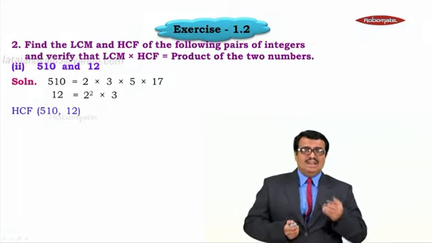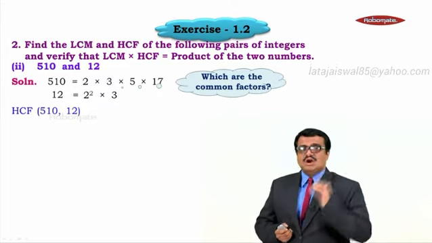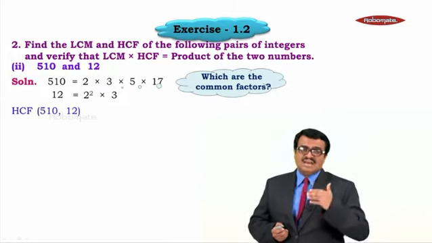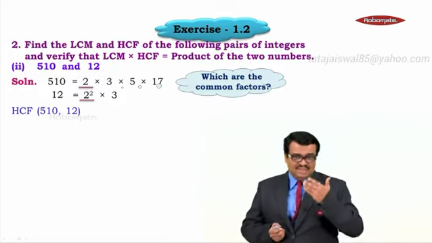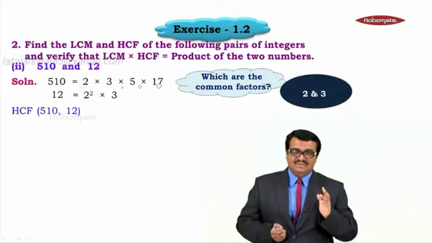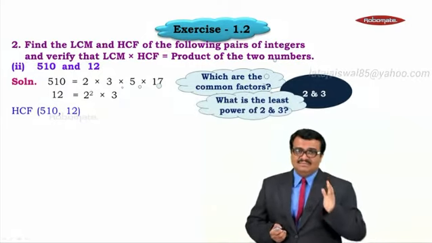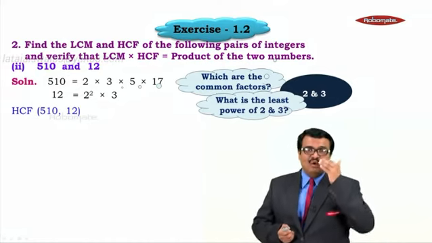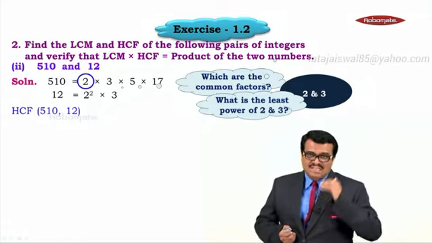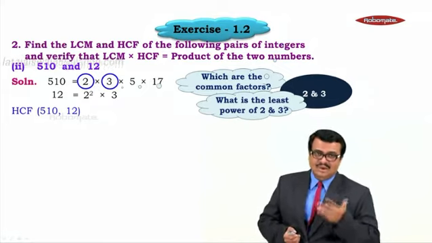Okay, now coming to HCF. HCF of 510 and 12. HCF stands for highest common factor. Which are the common factors? If you see both the numbers, which numbers are present in both of them? You can see 2 in both of them, you can see 3 in both of them. So common factors are 2 and 3. Now what is the least power of 2 and what is the least power of 3? Let us check. The least power of 2 you will see in 510, that is 2 raised to 1, and the least power of 3 is 3 raised to 1, which we also see in the first number.